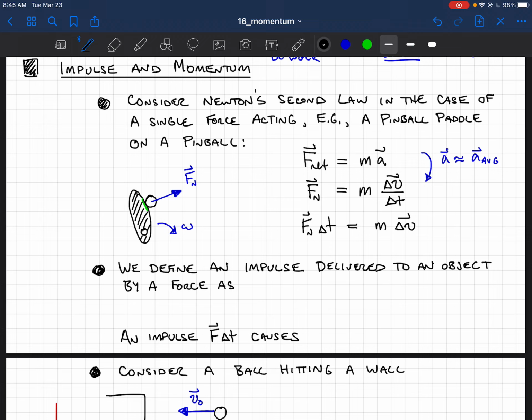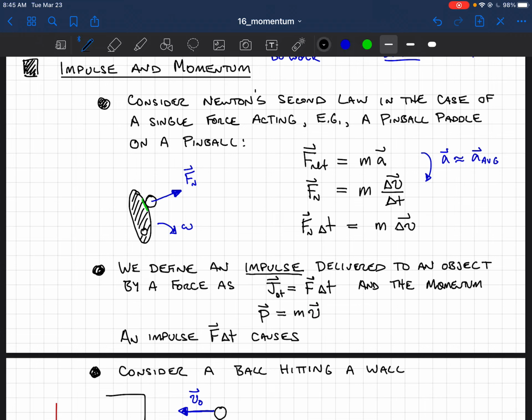So we define, what am I saying here? We define an impulse, and we're going to call that J, and it's going to be a vector, and it's going to be the force times time. So maybe we should say it's the force times delta t. And the momentum as p, which is equal to mass times the velocity vector. And notice that both of these are vector quantities.